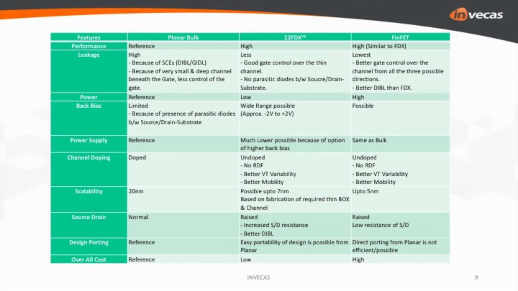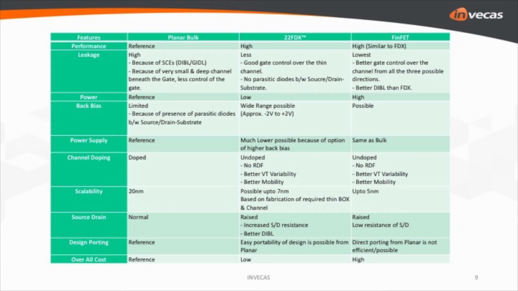When you come to back bias on planar bulk devices, the scope is very limited, whereas in FinFETs it could be possible, and in 22FDX a very wide range is possible, right from minus 2 volts to plus 2 volts of back bias can be applied.